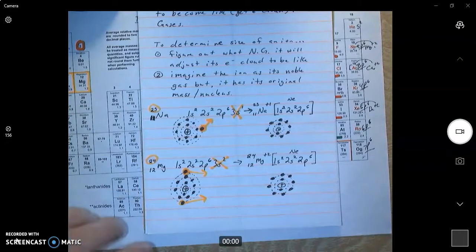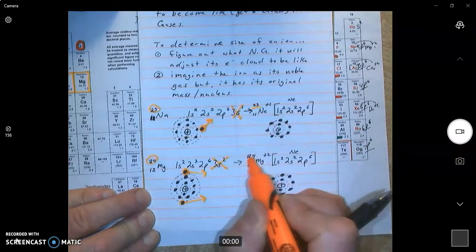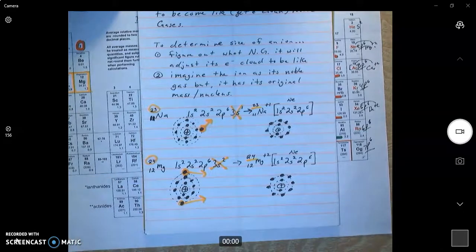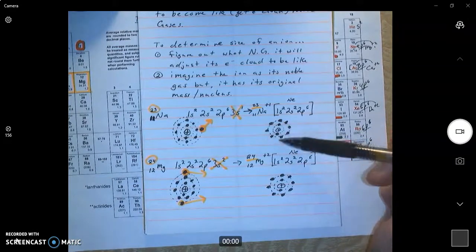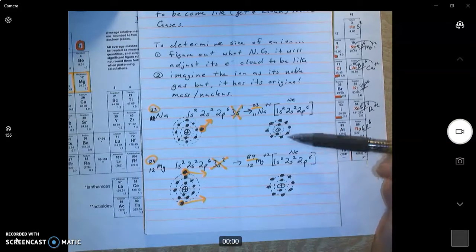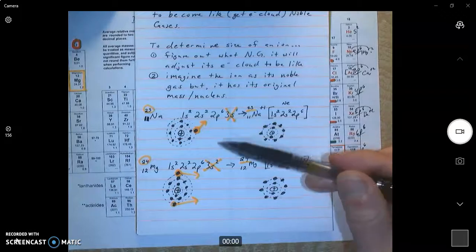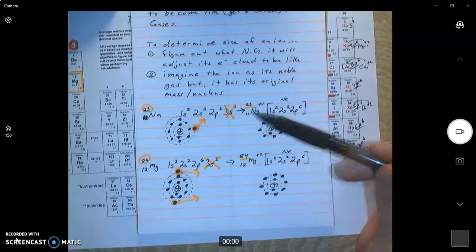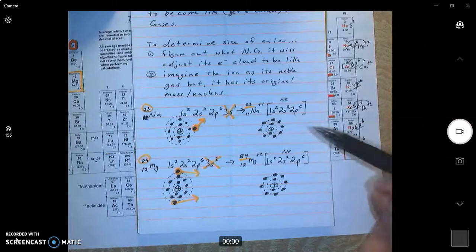So if we were asked to compare the sizes of these two ions, we first figure out what electron cloud they are going to have. They happen to lose electrons and obtain the same cloud. They both get rid of the 3s sublevel, sodium by losing 1 electron, magnesium by losing 2. So they have the same cloud.